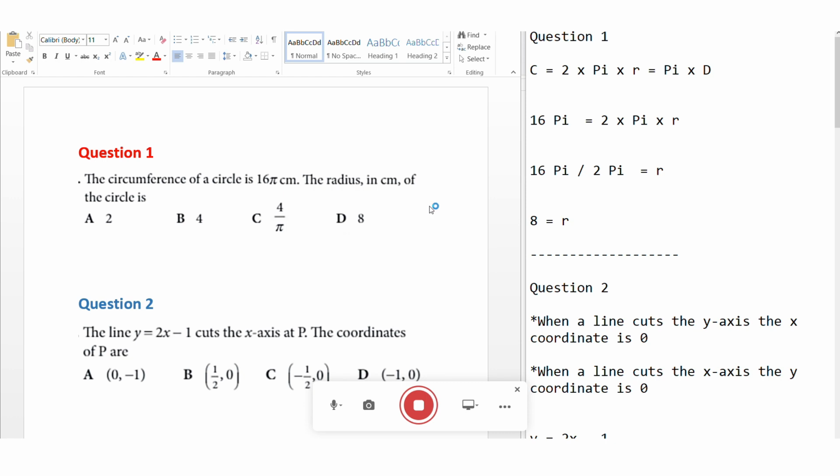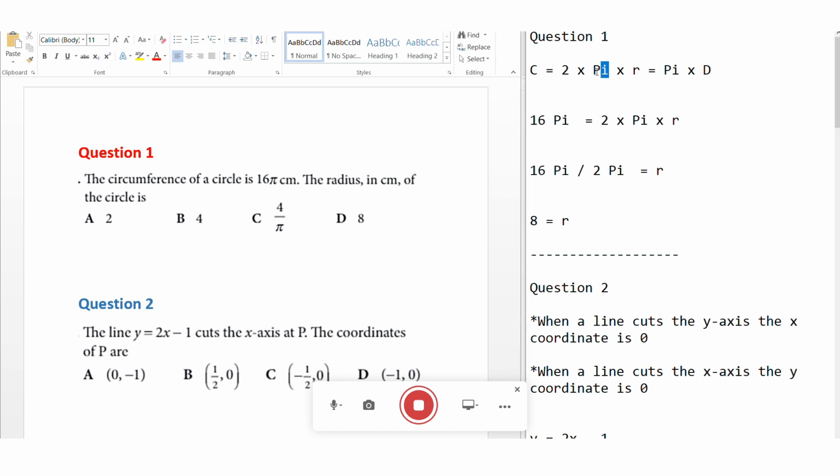So I want to point out, obviously the radius and the diameter is not the same. The diameter is actually twice the radius. And the formula for the circumference of a circle, which is what this question is talking about, is different to the formula for the area of a circle. So circumference is equal to 2 multiplied by pi multiplied by radius, or 2 pi r.